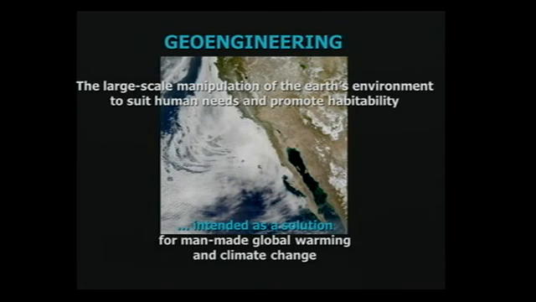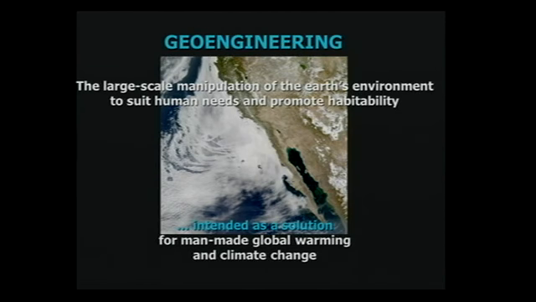Which leads us to the subject of geoengineering, defined as the large-scale manipulation of the Earth's environment to suit human needs and promote habitability. Last year, scientists began to discuss something called SAG, stratospheric aerosol geoengineering, which was supposedly spraying soot and sulfates in the atmosphere to form a shield against the heat of the sun. This presumes the notion of man-made warming, the idea being that atmospheric science can rescue us from climate change, which is nature's retaliation against us for creating global warming.